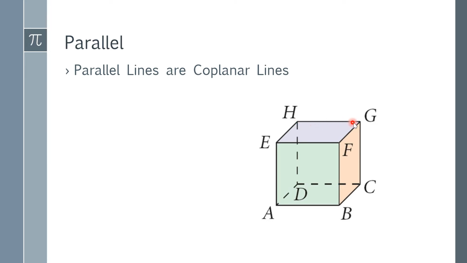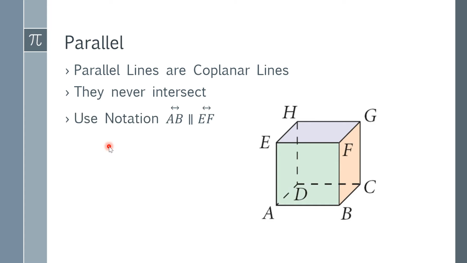So if we take a look at HG right here, a line that's in the same plane with it that it's parallel to would be, for example, DC. And it's in this back piece of the box, the best way to describe it. So it never intersects DC, it's in the same plane. But it's also parallel to EF. Now EF is in a different plane. So that's the top of the box, basically. But HG is in the plane with it, and they're parallel, they never intersect.